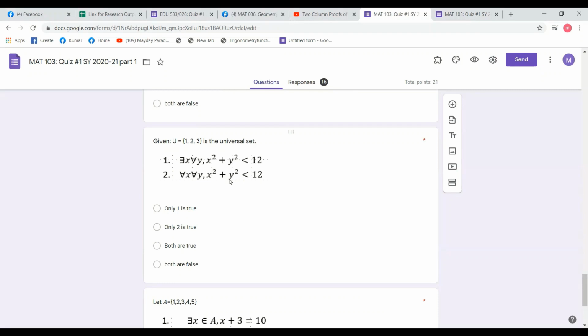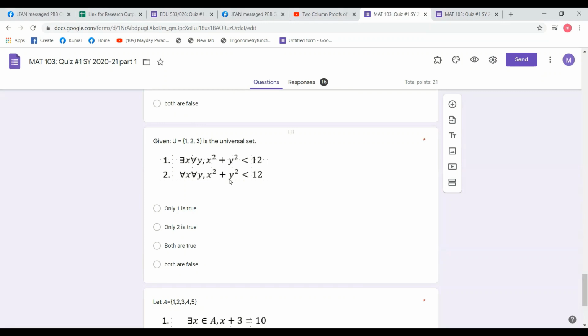So let's say 1 squared plus 1 squared is equal to 2. That's less than 12. So that is true. Let us say 2 squared plus 1 squared. So we have 5. 5 is less than 12. That is true. And let us say if we have 3 squared plus 1 squared, that is 10, which is less than 12. That is also true.